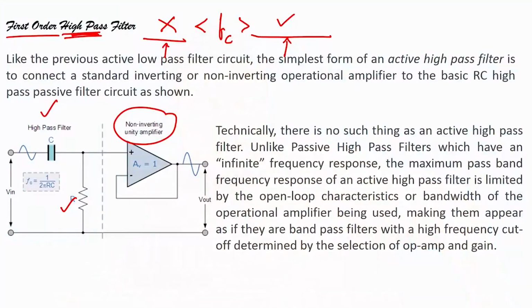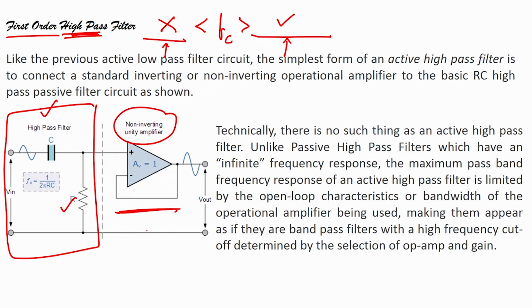So, if you see the back screen, like the previous active low pass filter, the simplest form of active high pass filter is to connect a standard inverting or non inverting operational amplifier to a basic RC high pass passive filter. That means we have this passive filter and you are connecting it to either an inverting, non inverting, or unity gain amplifier, right. Here the gain is 1, but if I want a higher gain, I can use an inverting or non inverting amplifier. Here we are using a unity gain amplifier, right.